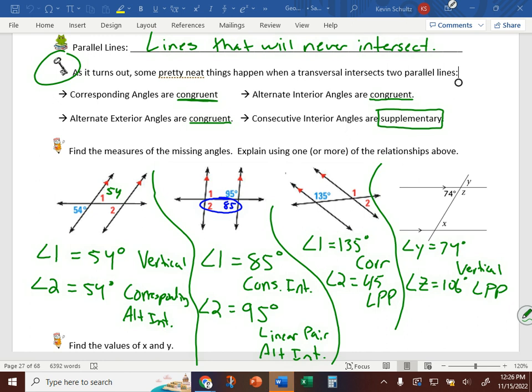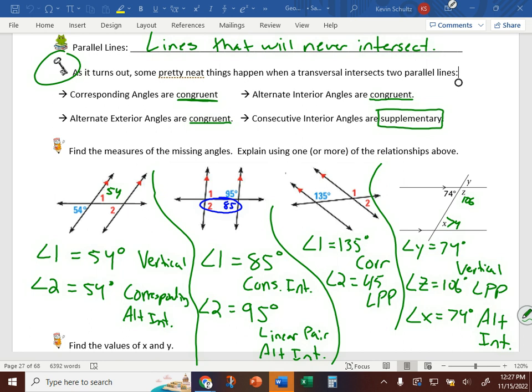106 because of the linear pair postulate. And Bryn, give me angle X. 74 degrees because of alternate interior angles. All right. Good stuff. So angle X is 74 because it's alternate interior angles with the given angle, right? Opposite side of the transversal, in between the parallel lines. Angle Z is 106 because it's a linear pair with the given angle.